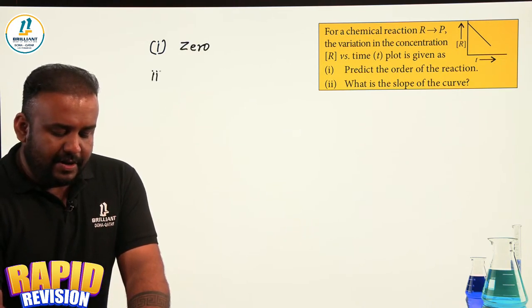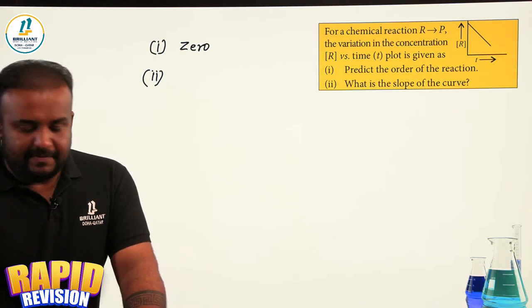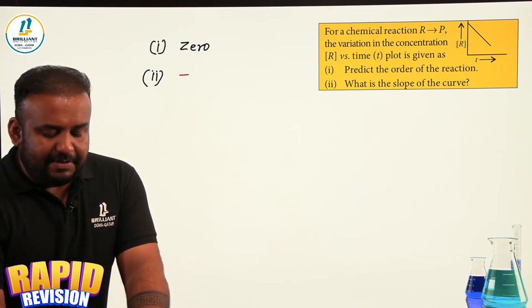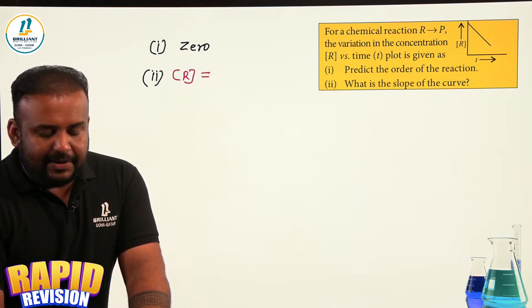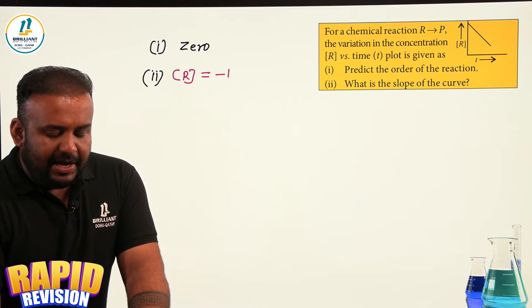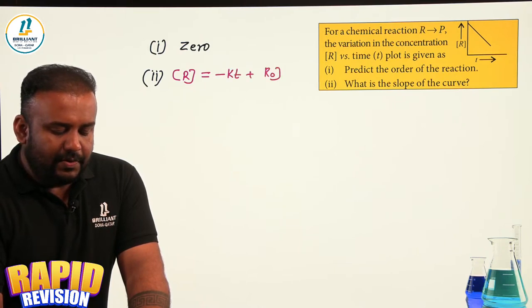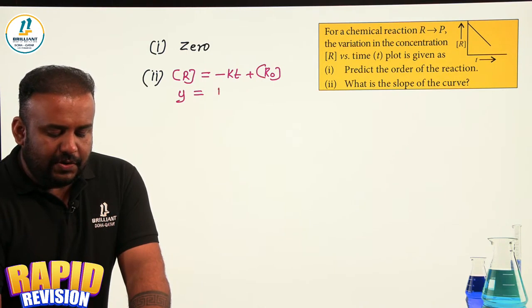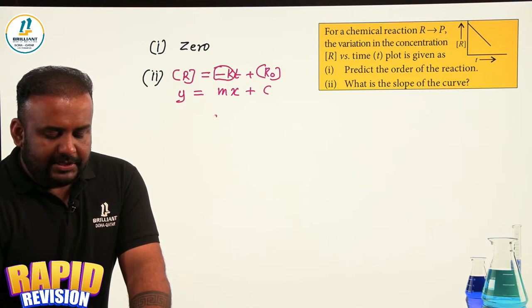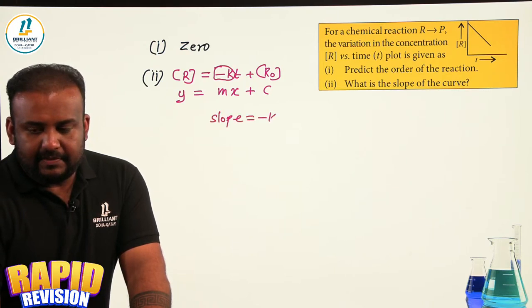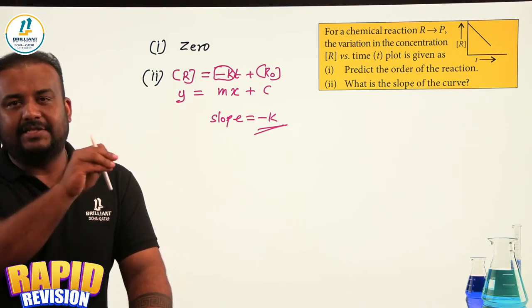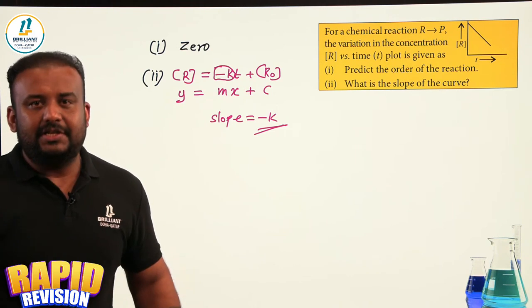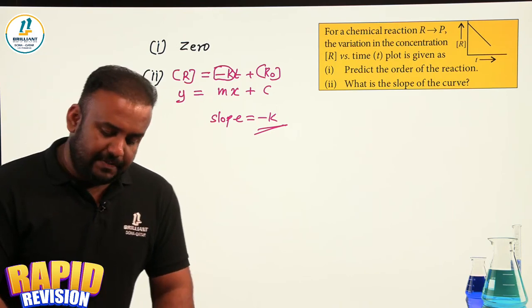Very good. What is the slope of the curve? That is very easy. You guys remember the integrated rate equation. What was that? R is equal to minus kt plus r0. So this is y is equal to mx plus c. So what is the slope here? The slope is minus k. Good, minus k. So by just simply looking at the coordinates of the y-axis, you can understand which graph it is. Is it zero order or first order?